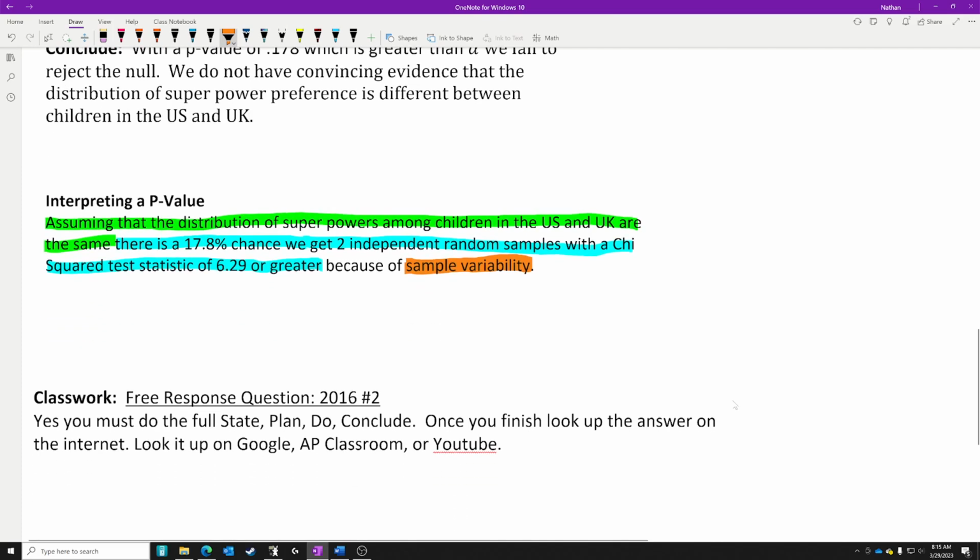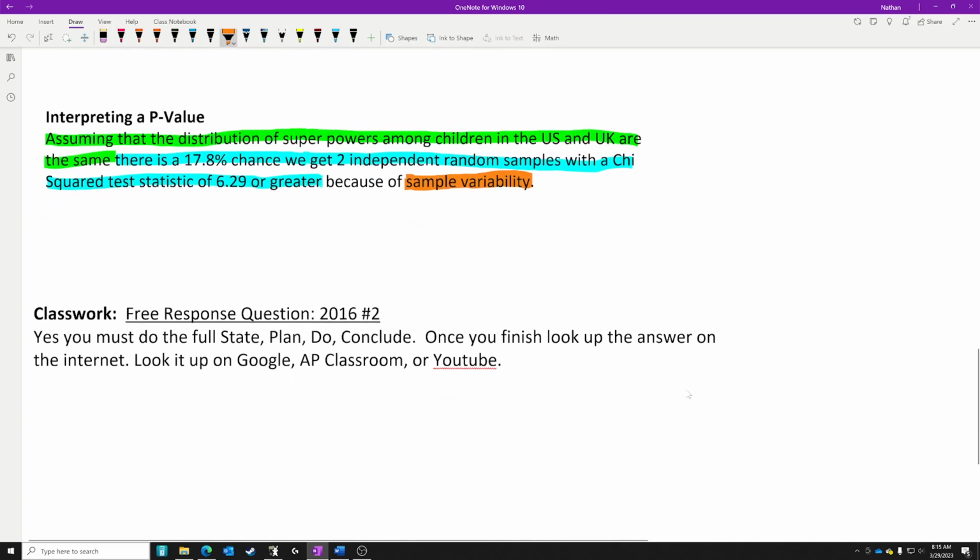All righty, that's all I got here. What I'd like you to try to do is a free response question of your own. So in Teams, in the assignments, there's a PDF there for you, 2016 number 2. All right, do the full state, plan, do, conclude. Try it yourself. Once you think you've got it, go look up the answer on the internet. Either Google or AP Classroom.